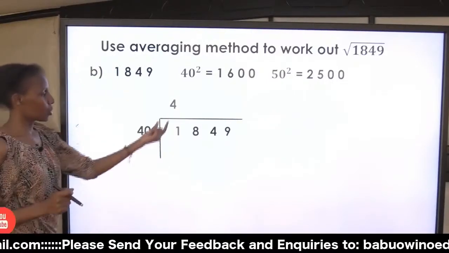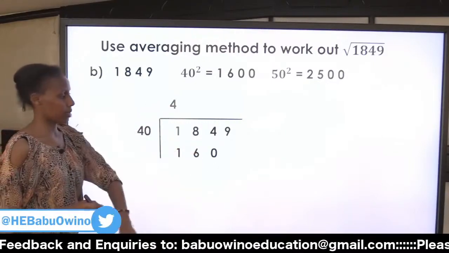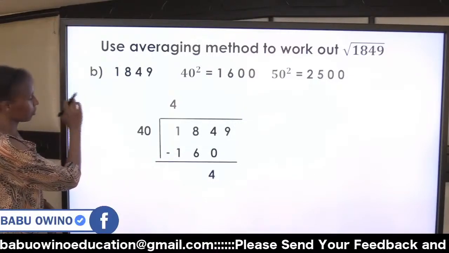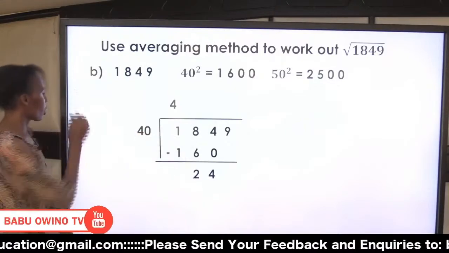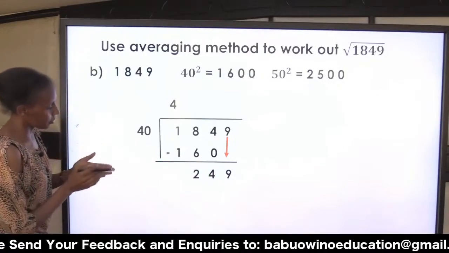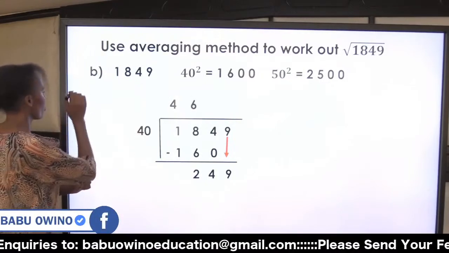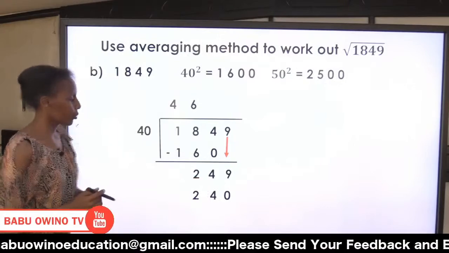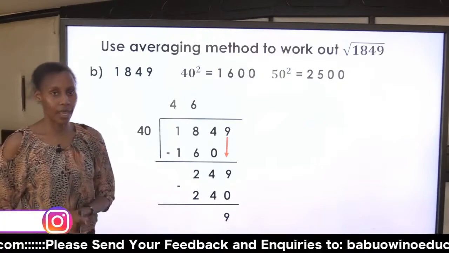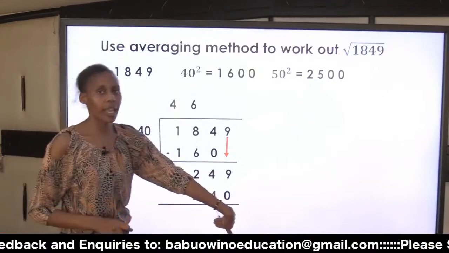Okay, so it goes 4 times, because 40 times 4 is 160. Let's take away. You get 4, and then you get 2. Then we drop 9. Okay, so I have 249. How many times do I multiply 40? 6 times, so that I get 240. Again, when I take away, I get 9 as a remainder. Our step number 3 was to forget about the remainder.